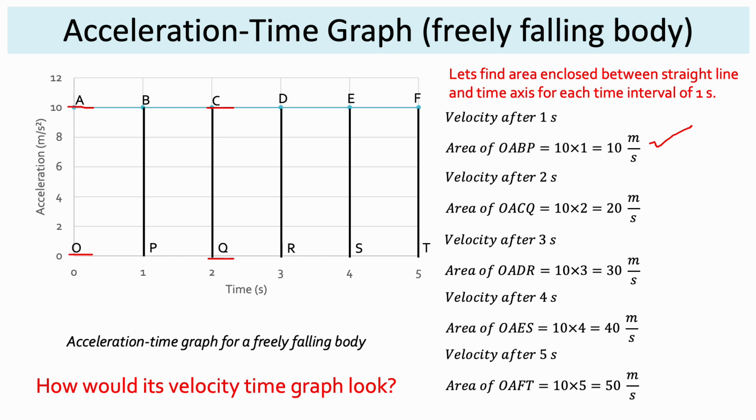The acceleration is constant here. It is 10 meters per second squared. We are finding the area, and the area under this line gives us the velocity. So velocity after 1, 2, 3 and velocity after 5 seconds is 50 meters per second.